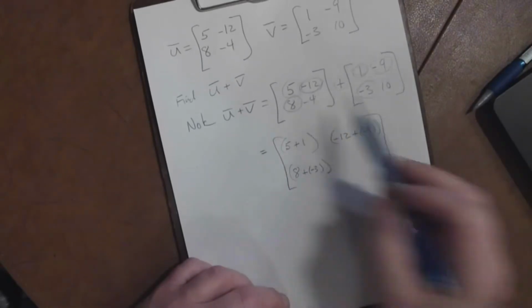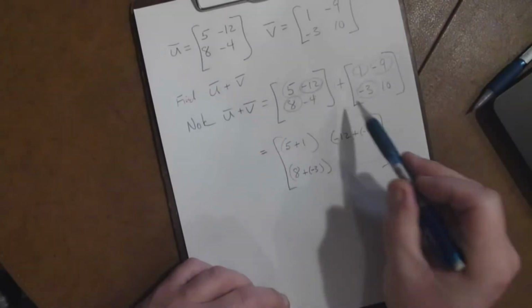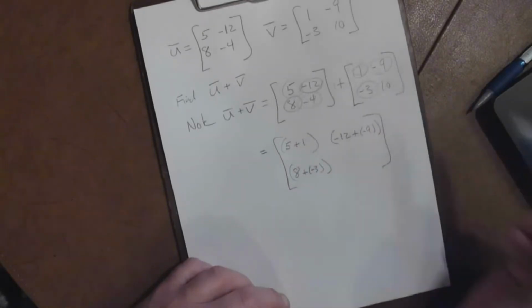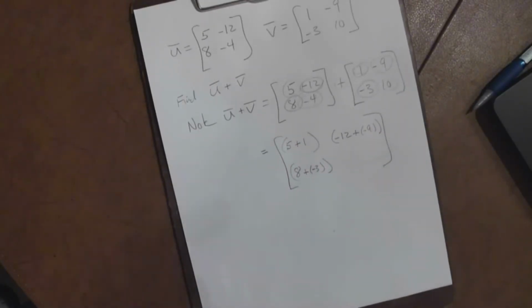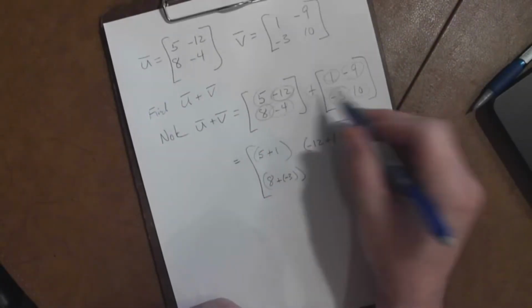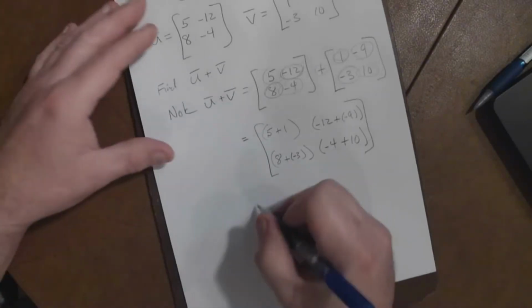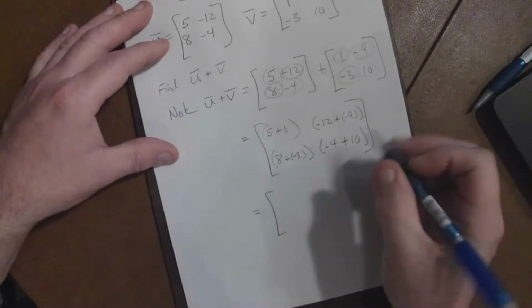And then lastly, the second column of the second row is going to come from adding the values seen in the second column and second row of each of the matrices. So here it would be negative 4 plus 10 in value, negative 4 plus 10. Now you're just going to simplify those summations if you haven't done so already.